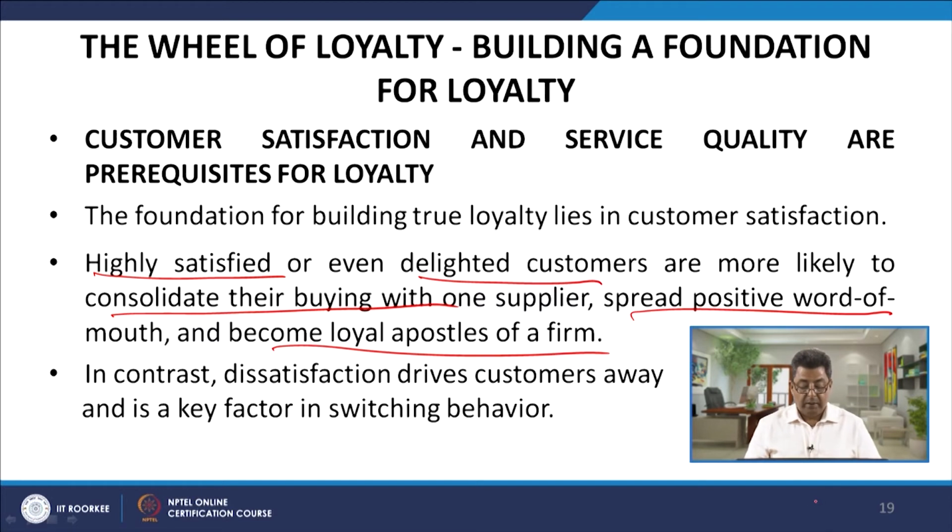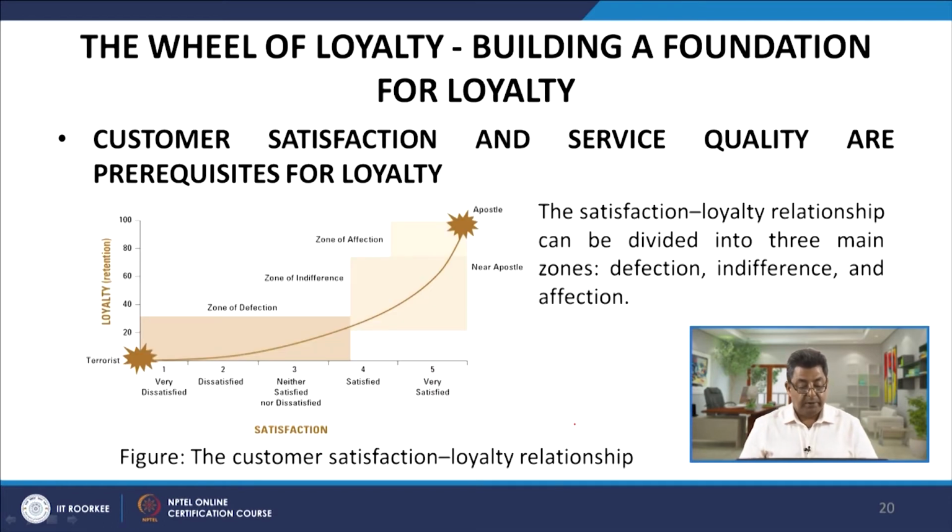In contrast, dissatisfaction drives customers away and is a key factor in switching behavior. So dissatisfaction has the opposite effect. The customers may switch. Now look at this figure, customer satisfaction and service quality and loyalty relationship. This figure shows satisfaction on the x axis and loyalty on the y axis. So loyalty is also a prerequisite for retaining the customers. Now you see that this curve moves from left to right. The biggest is this zone of tolerance, and then comes the zone of indifference and this zone of affection.